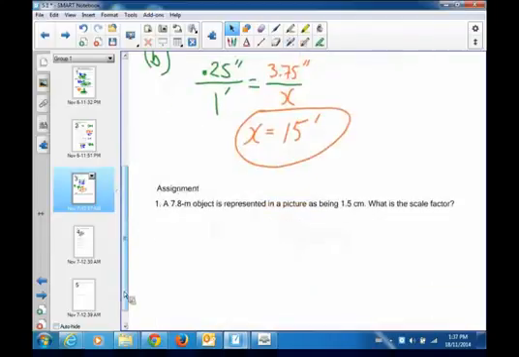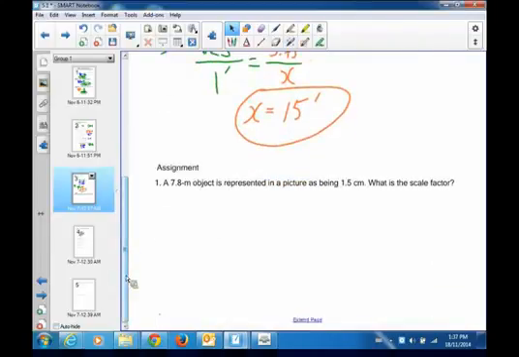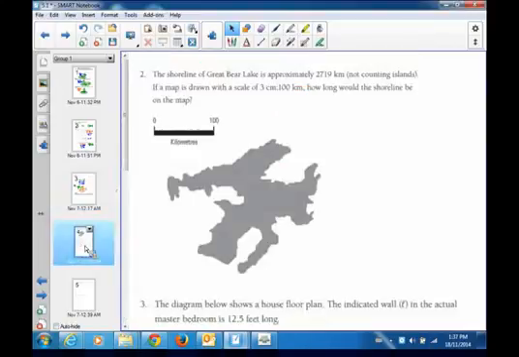Now, you've got just a few problems today. A 7.8 meter object represented as being 1.5. What's the scale factor? This one, the shoreline of Great Bear Lake, 2,719 kilometers, not counting the islands. If that map is at a scale of 3 centimeters to 100 kilometers, how long is the shoreline? Do you have to use a ruler to measure anything on this map? No, just use the written words. It's just for interest's sake they got the outline of the island.